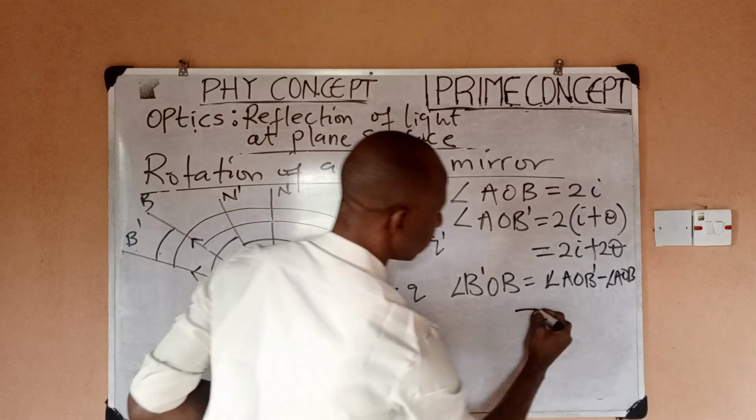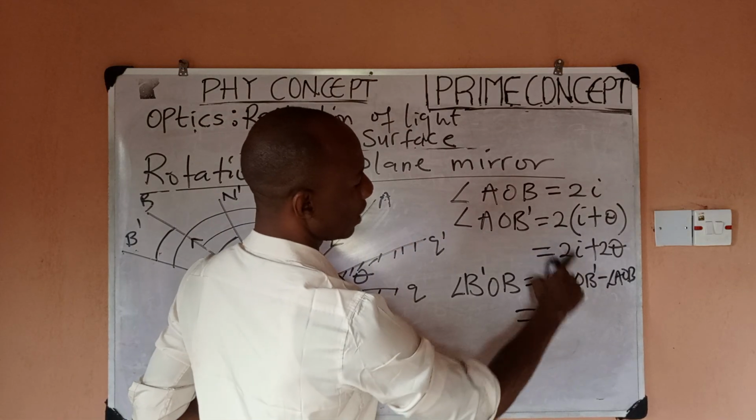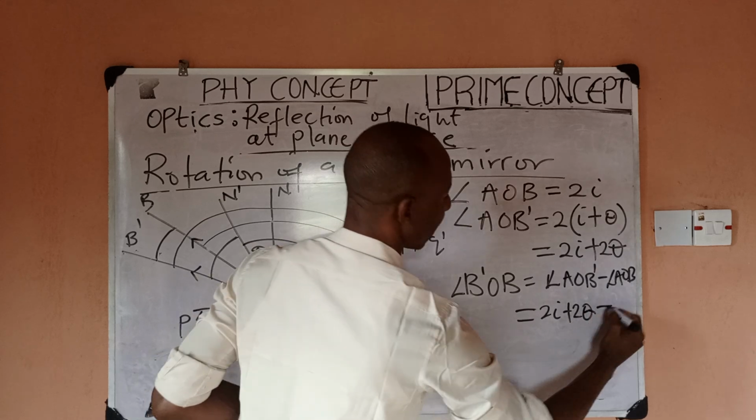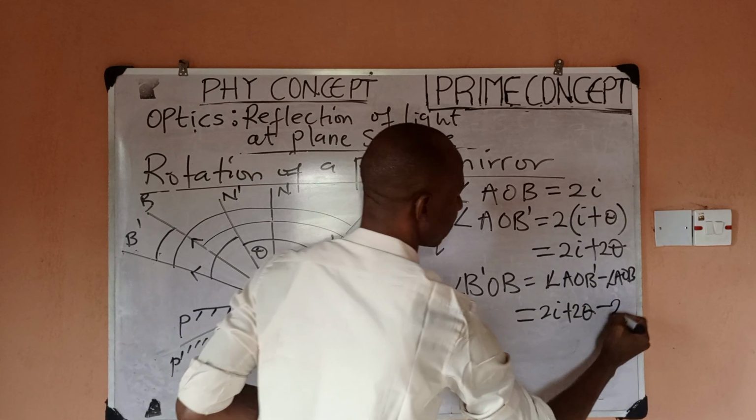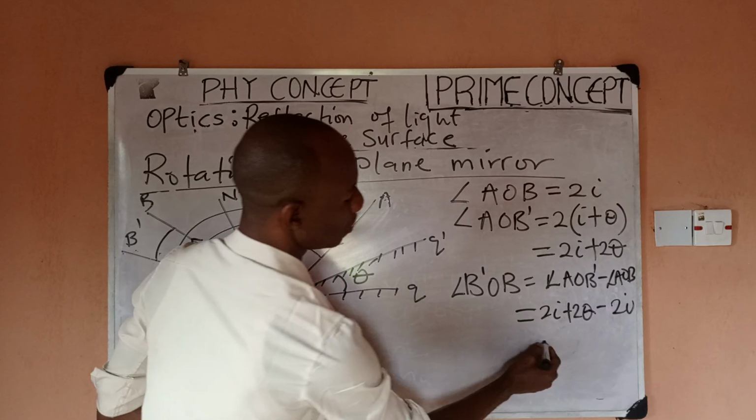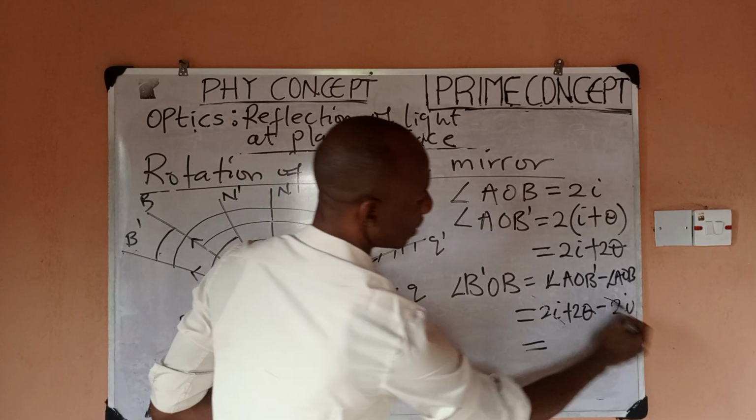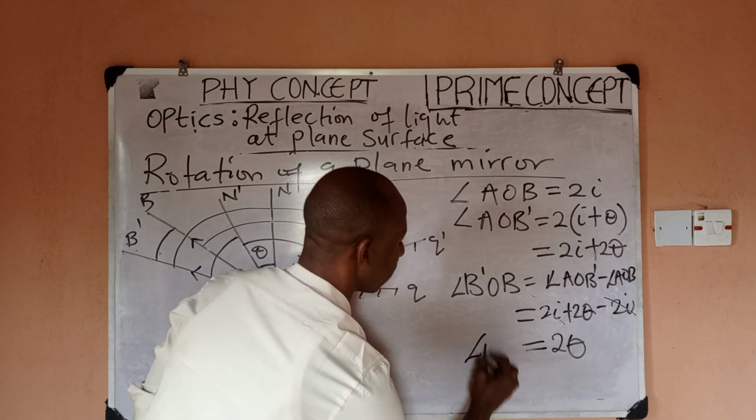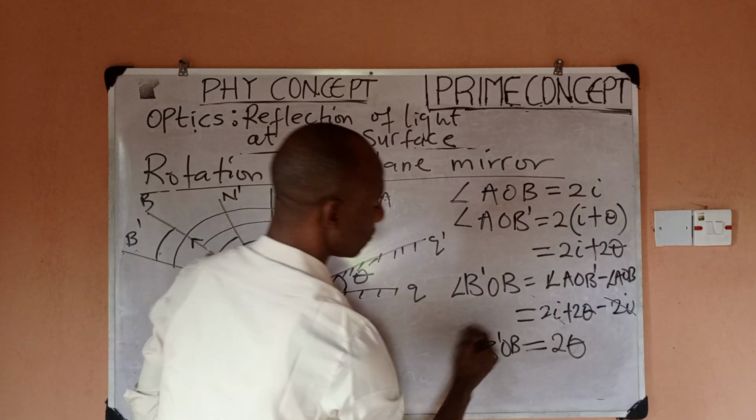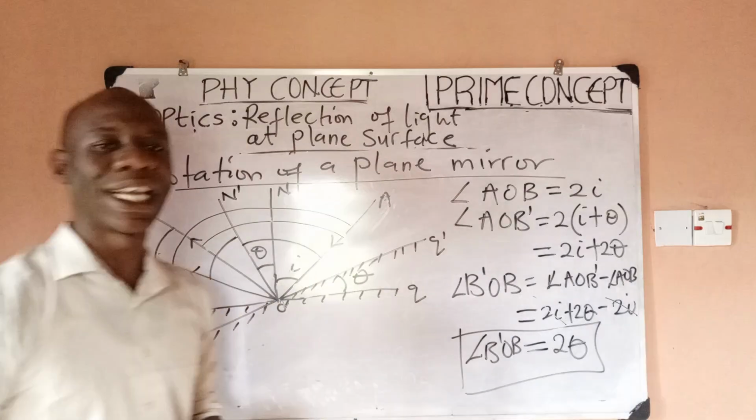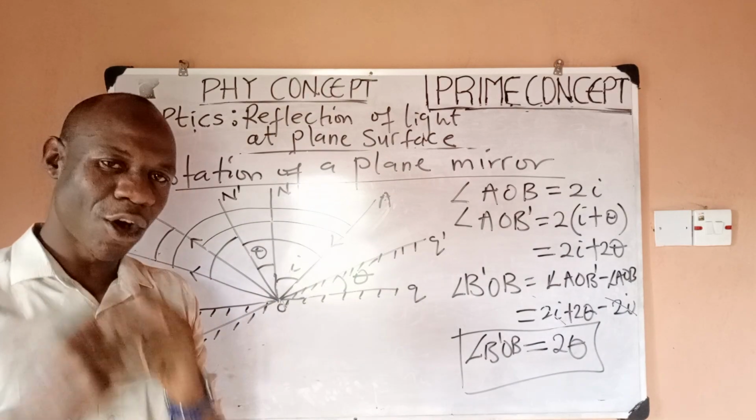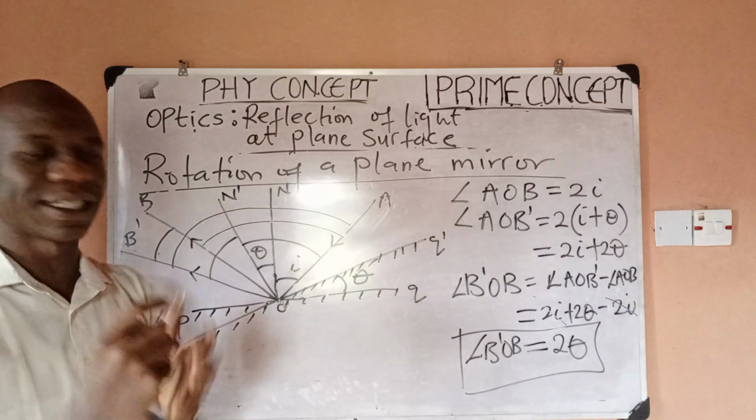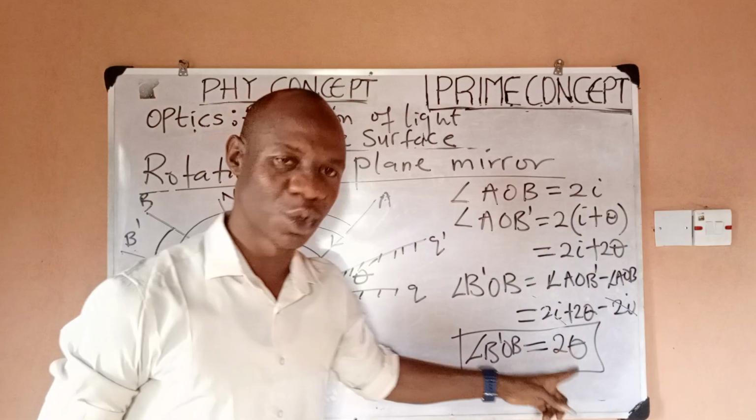So what is AOB prime? AOB prime is 2I plus 2 theta, minus AOB, which is 2I. If I do this subtraction, 2I cancels 2I, and you'll be left with 2 theta. So this confirms our claim that whenever a plane mirror is turned through an angle theta, the reflected ray would also rotate through twice that angle, 2 theta.